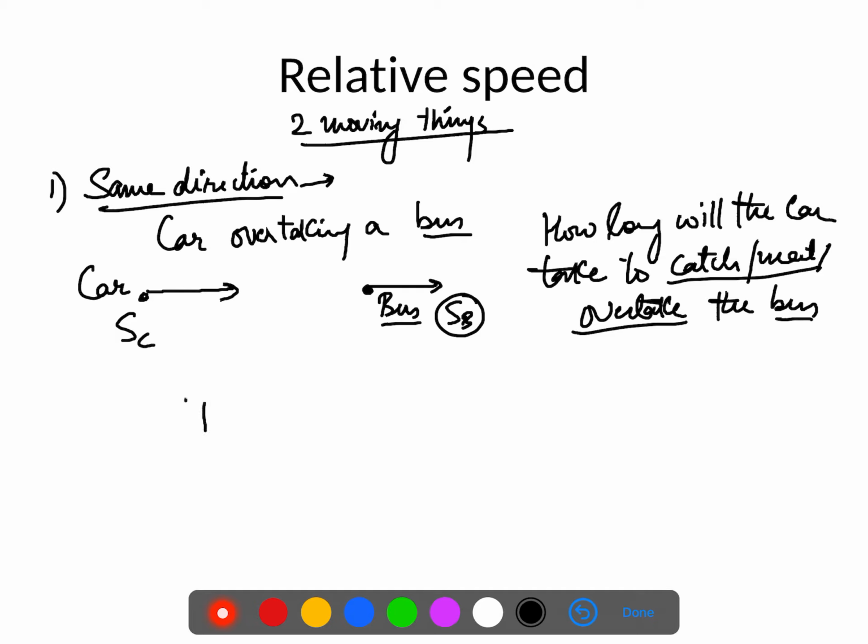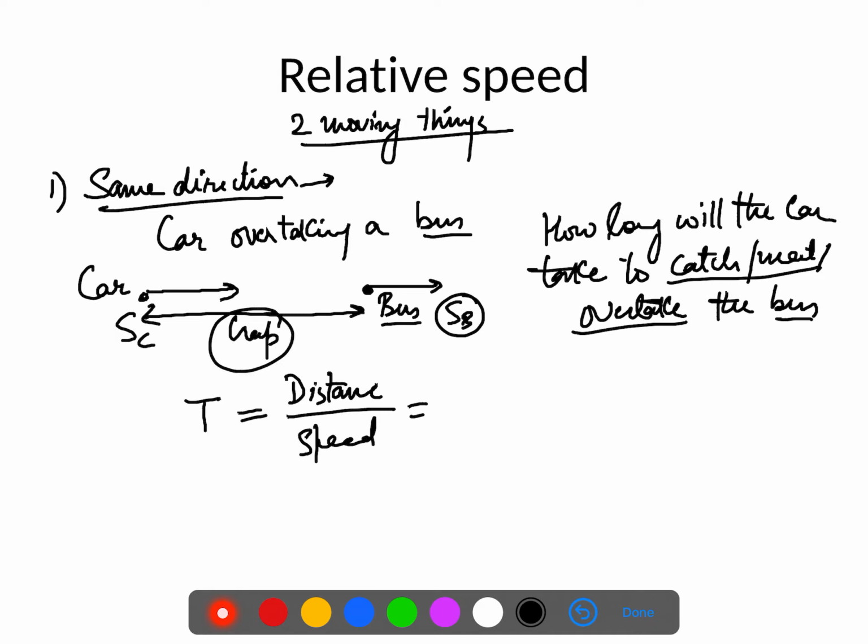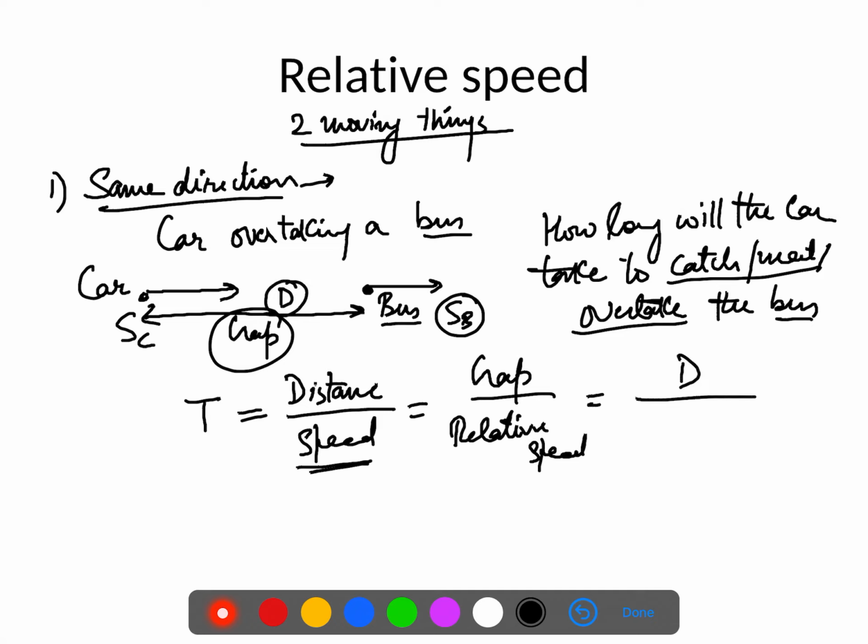So we need to calculate T, how much time the car will take. So time, as we know, is distance over speed. Distance in this case will be the initial gap between the two. The car is trying to fill that gap. So that gap, and the speed in this case that we will take is relative speed. So D is the gap, upon relative speed.